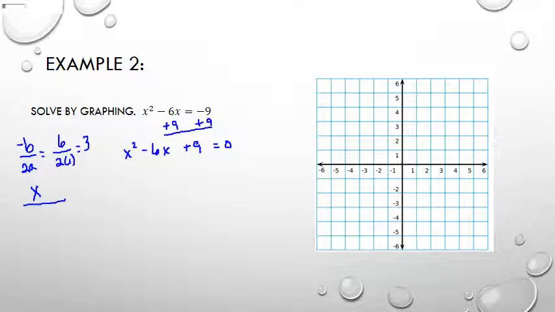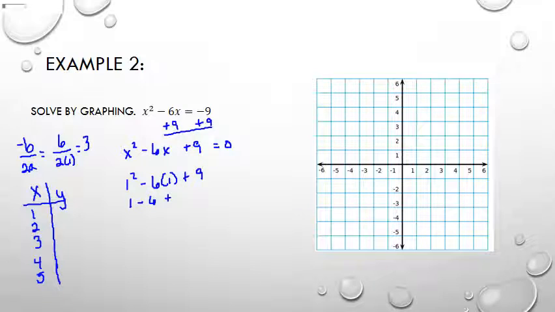So now we're going to do our XY table. 3 is going to go in the middle. We've got 2, 1, and then below it would be 4 and 5. So now let's go ahead and plug in those numbers to get our y values. So first, 1 squared minus 6 times 1 plus 9. That gives us 1 minus 6 plus 9, and that gives us 4. So that means 5 is going to give us 4.